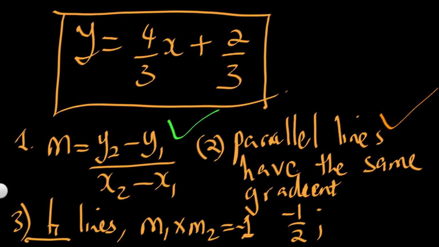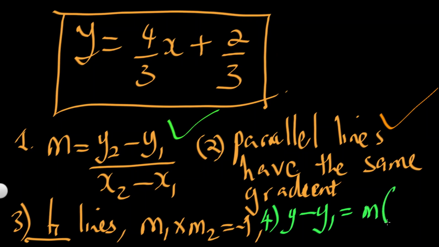Then maybe you should also not forget this formula here, because it's going to be a very useful formula. The formula y minus y1 equals m times x minus x1. You are going to rely on this formula a lot.